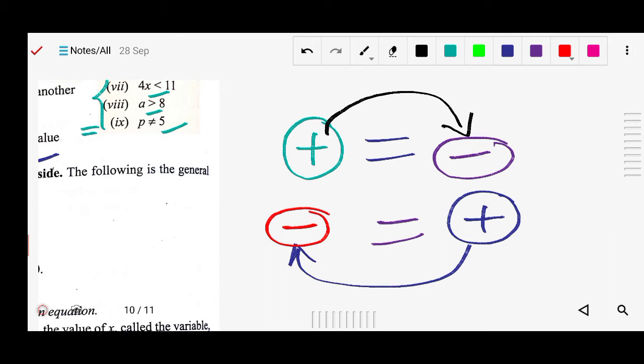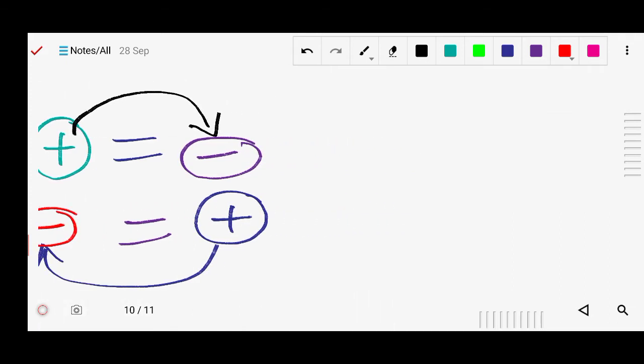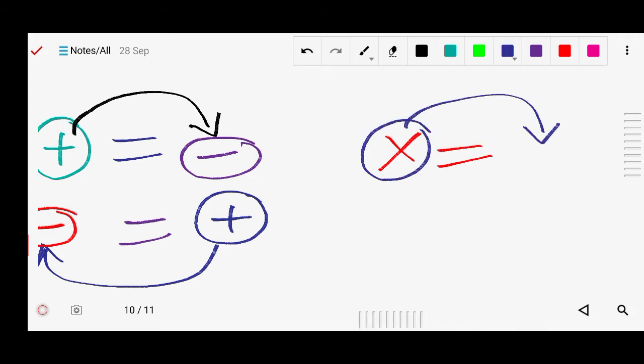Okay, same for that plus and minus: plus will change to minus, and minus will change to plus if you change the side from left to right. Same for multiplication: if there is a multiplication sign and you move it from left to right, this side it will be division.